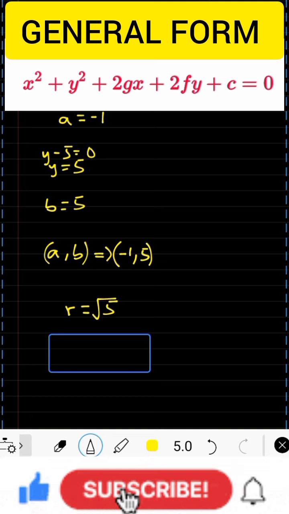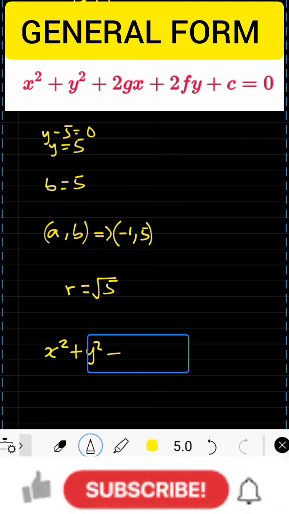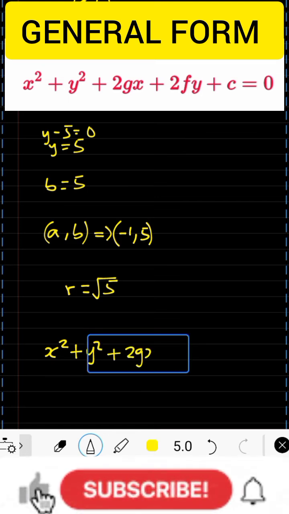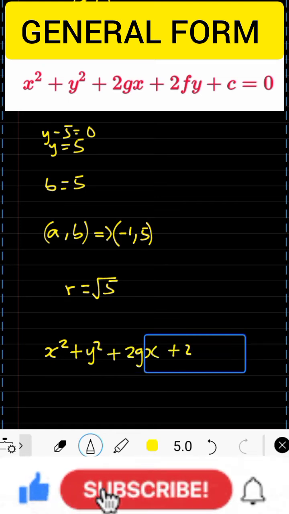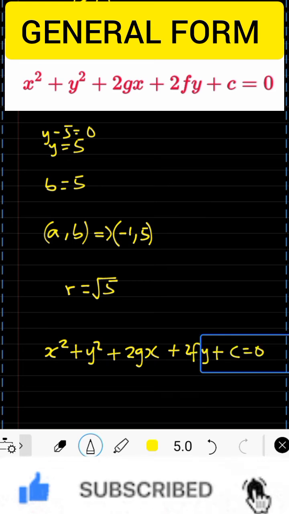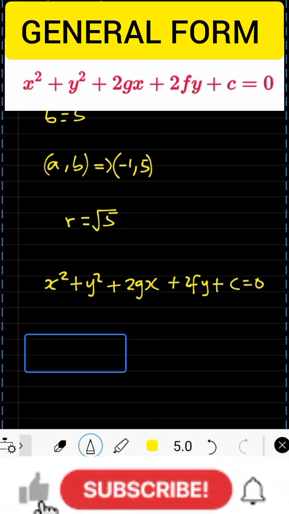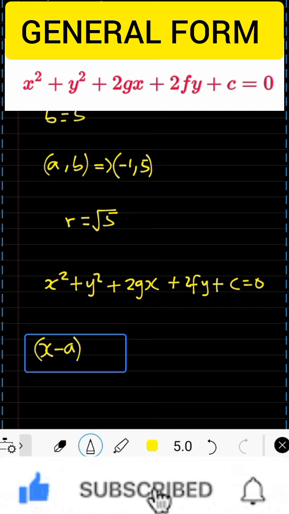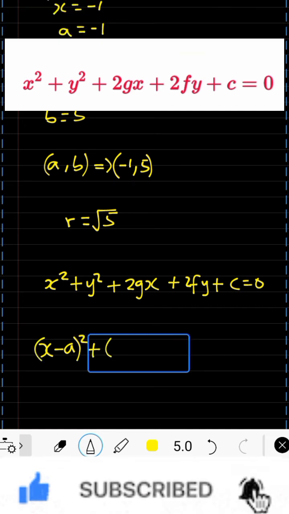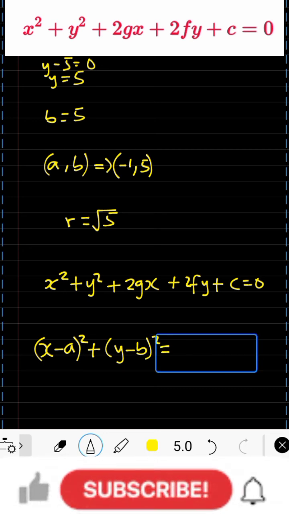Now the general form of equation of a circle is given by x squared plus y squared plus 2gx plus 2fy plus c is equal to 0. We want to derive this general form. So from the initial form of an equation of a circle that we have, x minus a squared, then plus y minus b squared is equal to r squared.